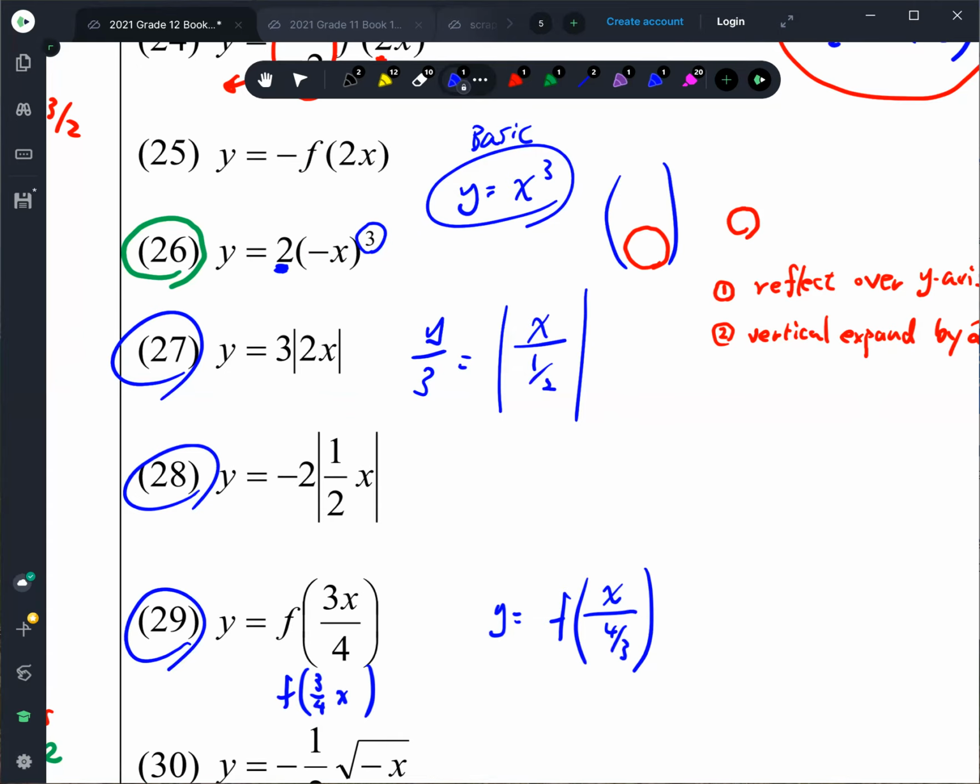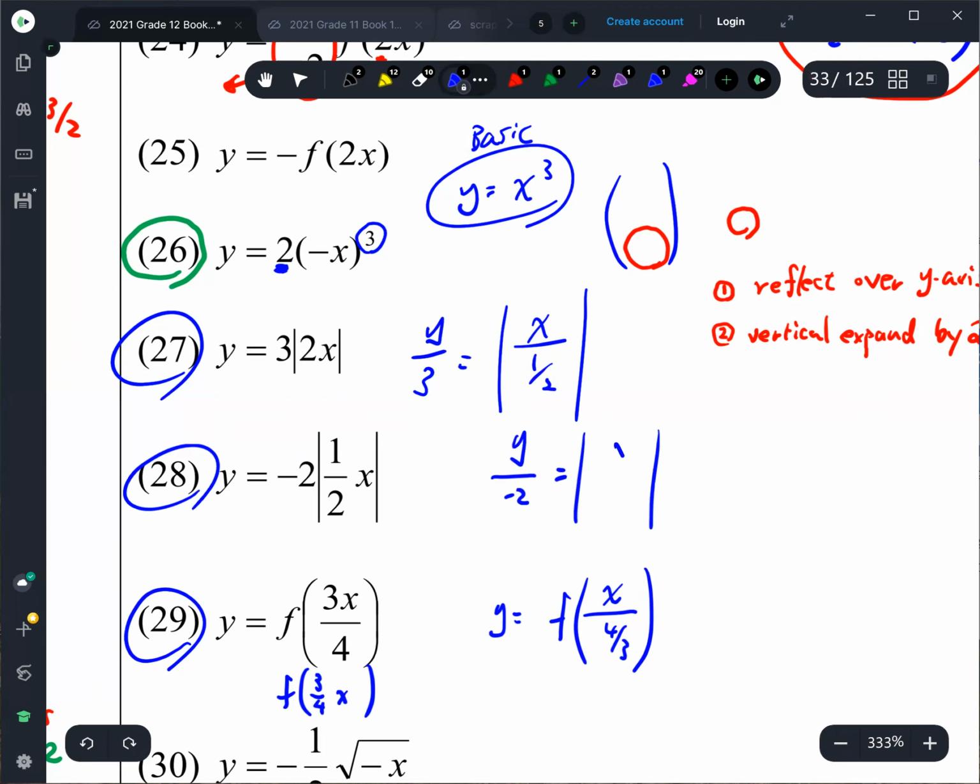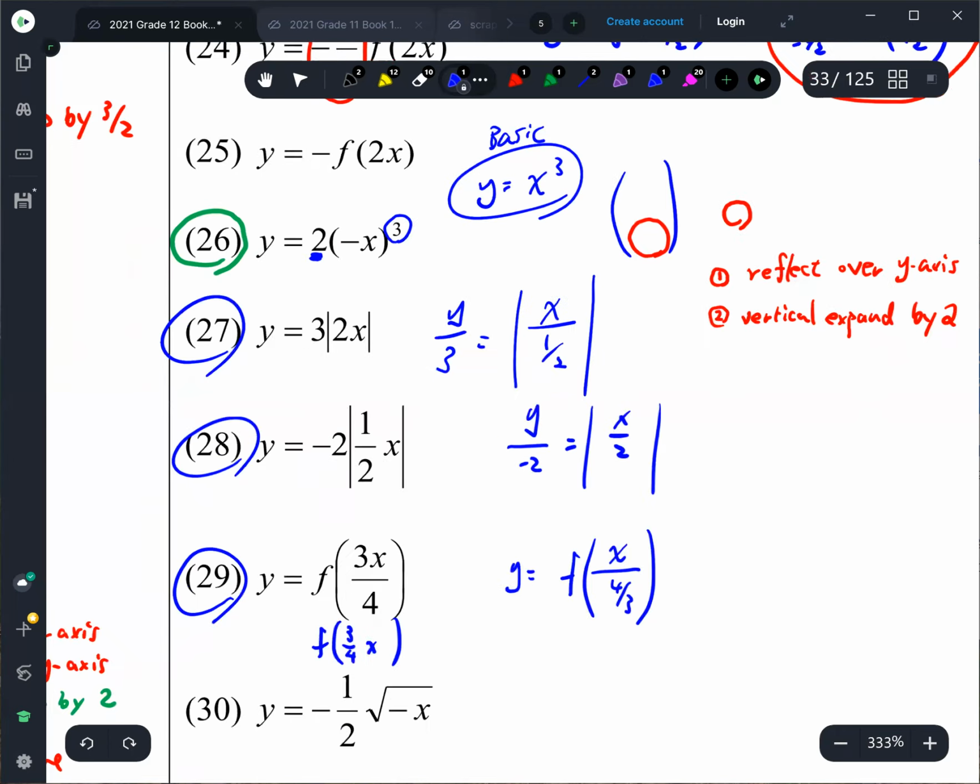Okay, 28. Y over -1/2 is no, y is equal, yeah. What's the thing that's movable to the y side? Oh, the -2. Sorry, yeah. Y over -2 is equal to the absolute value of x over 2. Yeah. Okay, 30, story.